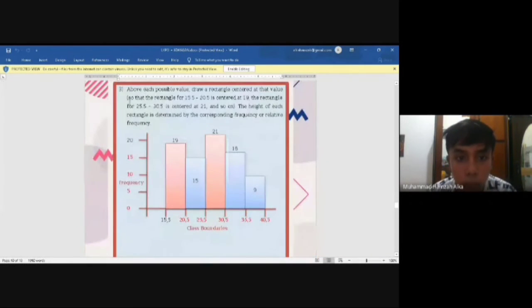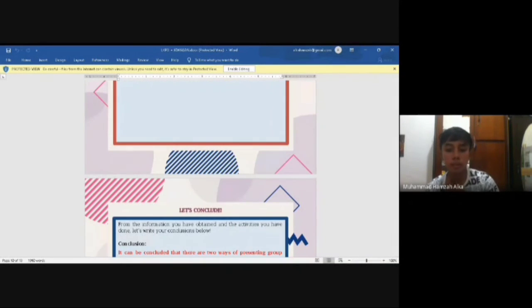And then the last, above each possible value, draw a rectangle centered at that value. So we draw the rectangle at the center of the interval. The rectangle for 15.5 till 20.5 is centered at 18. The rectangle for 25.5 until 30.5 is centered at 28, and so on. The height of each rectangle is determined by the corresponding frequency or relative frequency. Okay, I think that's all, ma'am.